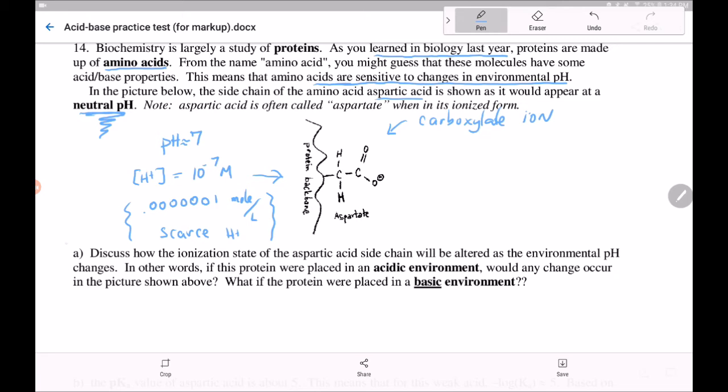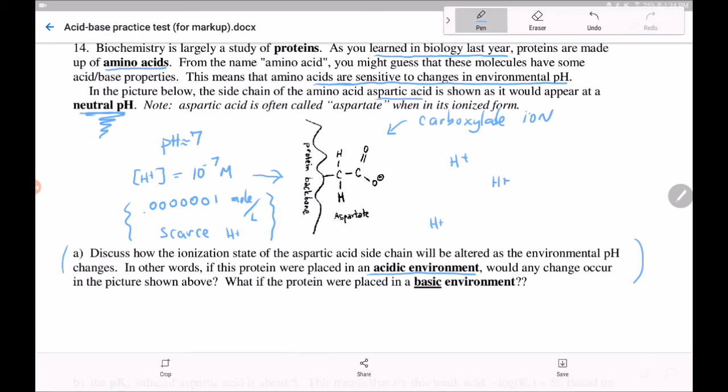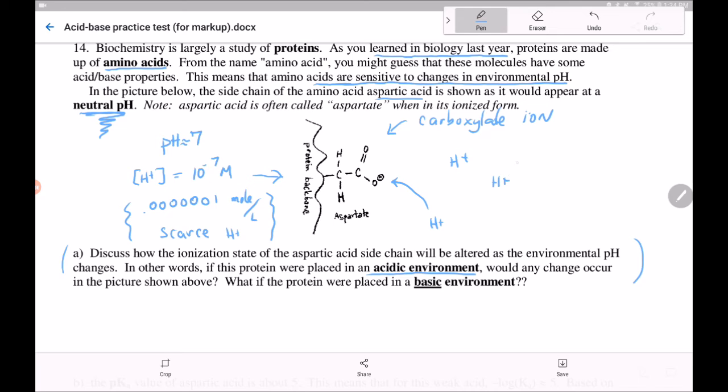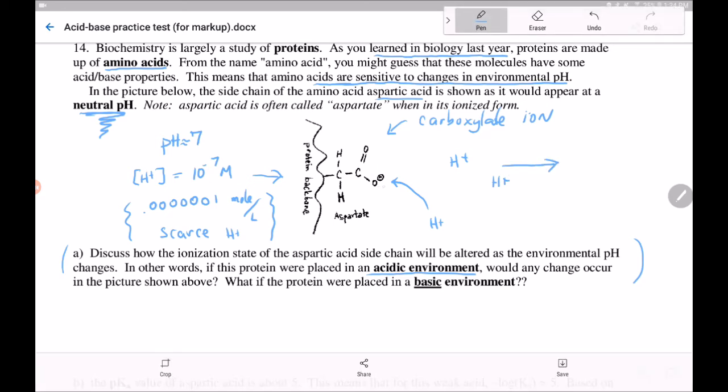And so that's where question A says, how would it change if it were placed in an acidic environment? In an acidic environment, there would be a greater concentration of H+, and that would mean it is likely that this carboxylate ion would bind to an H+. This is an example of Le Chatelier's principle. If there are lots of H+ ions, then the likelihood of binding increases.